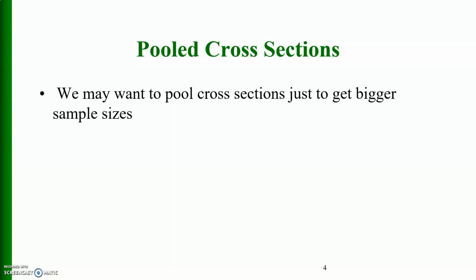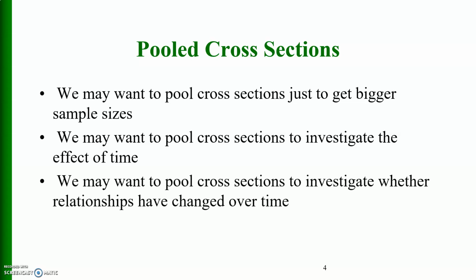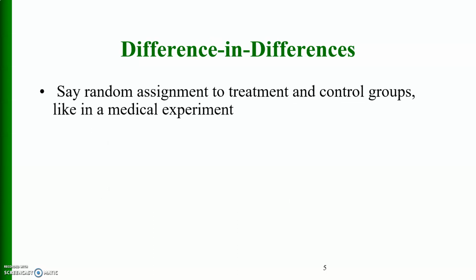Let me start with pooled cross sections. Assume that we want to pool cross sections just to get bigger sample size. In that case, we may have pooled cross section data. Similarly, we may also want to pool cross sections to investigate the effect of time, that is, what happens after some time. Similarly, we may also want to pool data of the cross section to investigate whether relationships have changed over time or not. There is another method that is known as difference in differences.